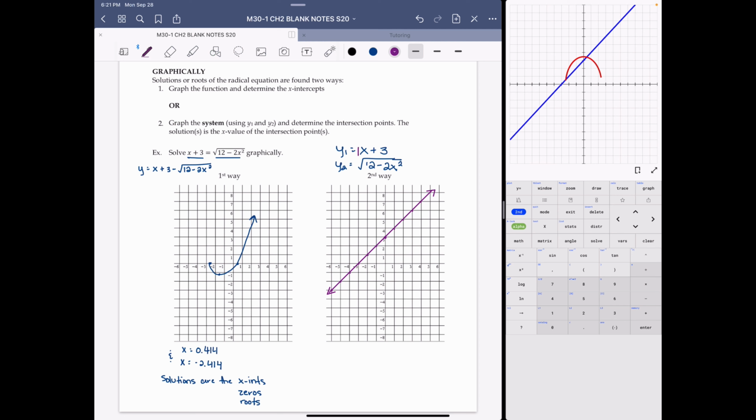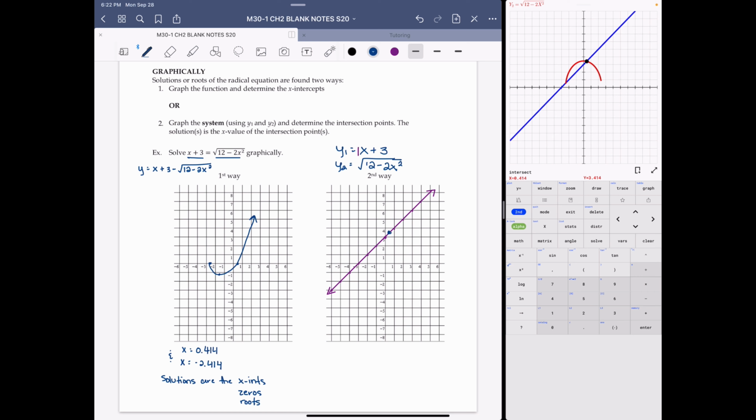On to the next one. Let's just find our intersection points. Second trace 5, enter, enter, enter. And it tells me the one on the right is x equals 0.414 and y equals 3.414. So we can graph that, 0.414 and 3.414. So about there.